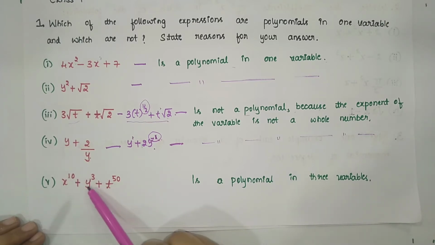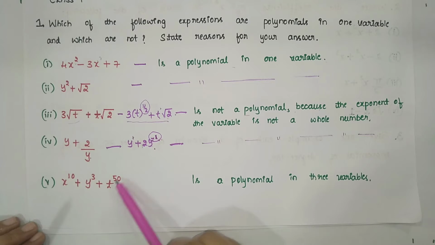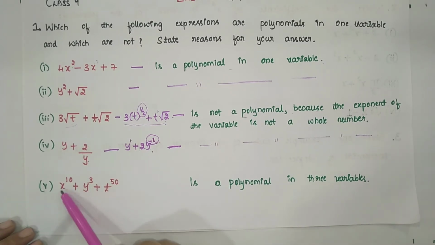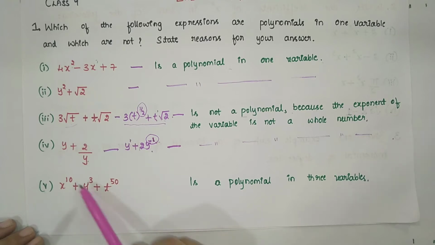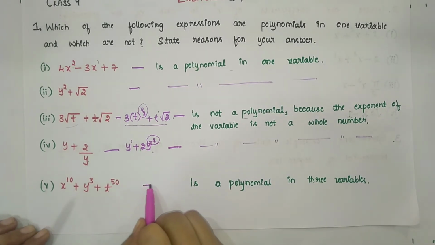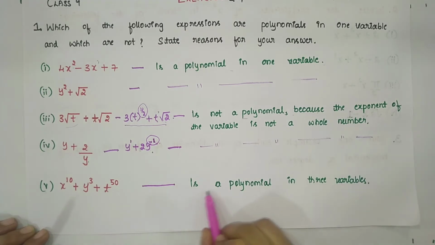x power 10 plus y power 3 plus t power 50. So you can see we have three variables x, y and t, and the powers or the exponents of those variables are whole numbers. 10, 3 and 50 are whole numbers. So we can consider this expression as a polynomial, but it has three variables. So you should write the reason that it is a polynomial in three variables.